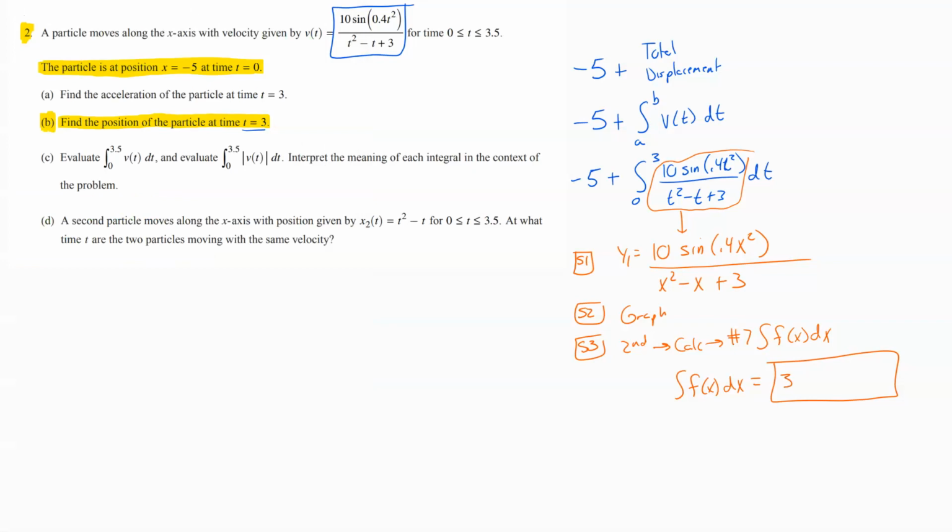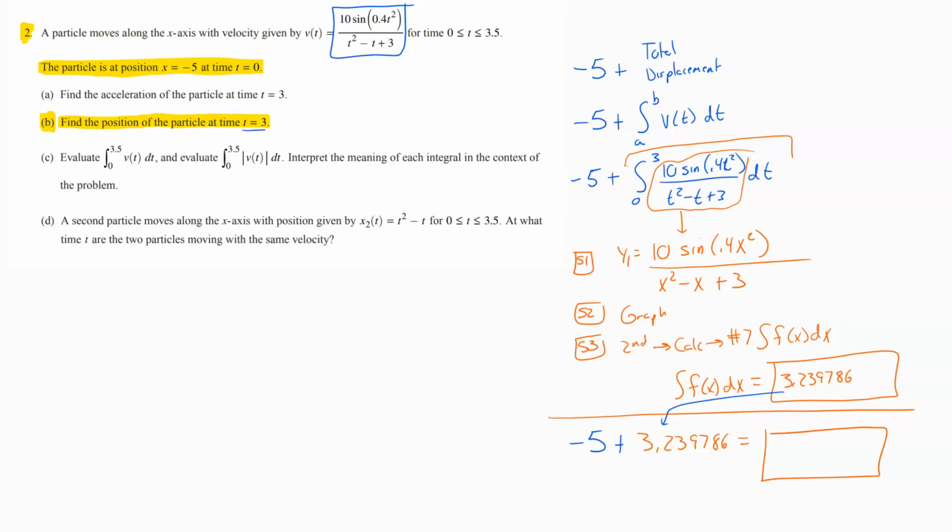3.2397, so 3.23978 something, right? 86. On these tests, usually when you aren't at your final answer, you want to take it out to 6 decimal points and then work from there. So that was our integral portion. That was this piece. That's how much from our starting position we moved. So what we'll do now is we'll take that starting position, -5, and we'll add to it what that displacement was, which was 3.239786. And once we add those two things together, that will be our final answer.